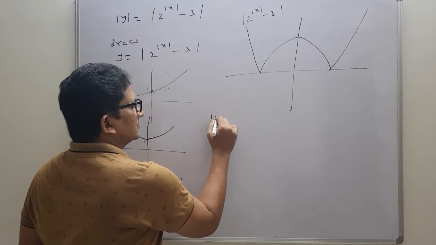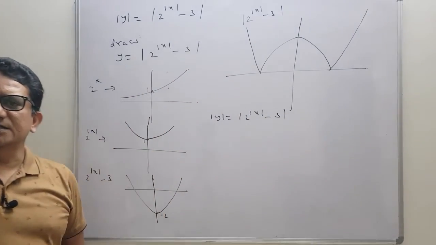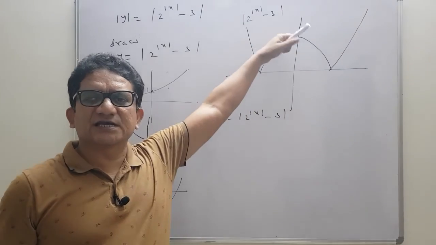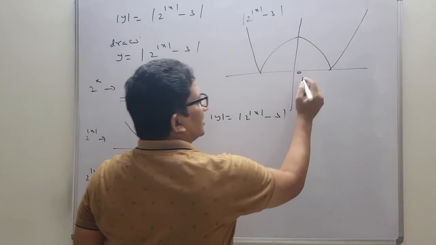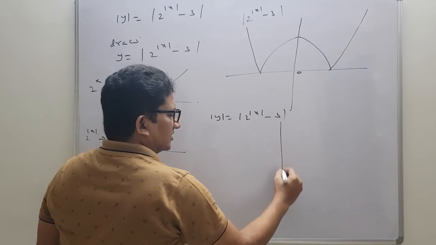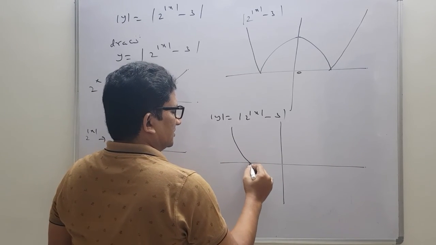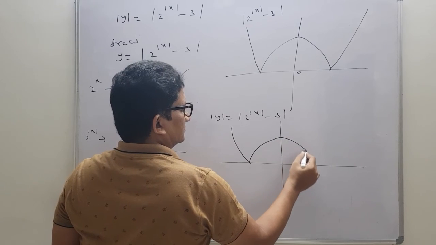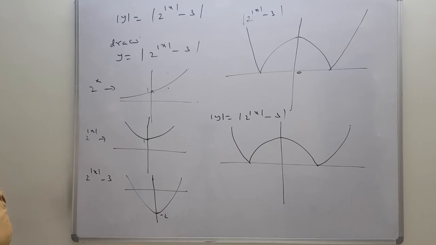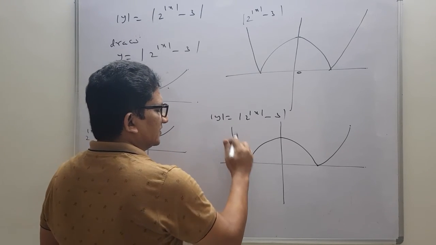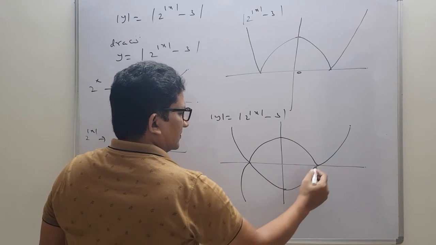Now the question: modulus of y equals modulus of 2 to the power of mod x minus 3. In this, whatever is above the x-axis, we need to keep as it is. That means the graph we got is completely above the x-axis only. So we will keep that one as it is. So that means here like this. This one. Now we need to take the reflection of this. When you take the reflection of this, we will get one portion like this type and this type and this type.